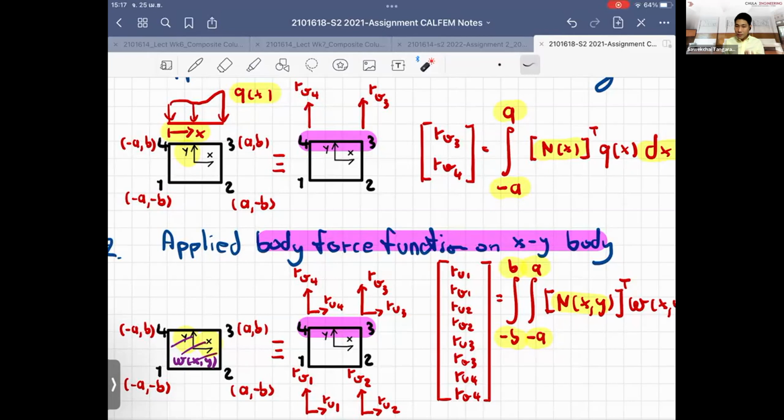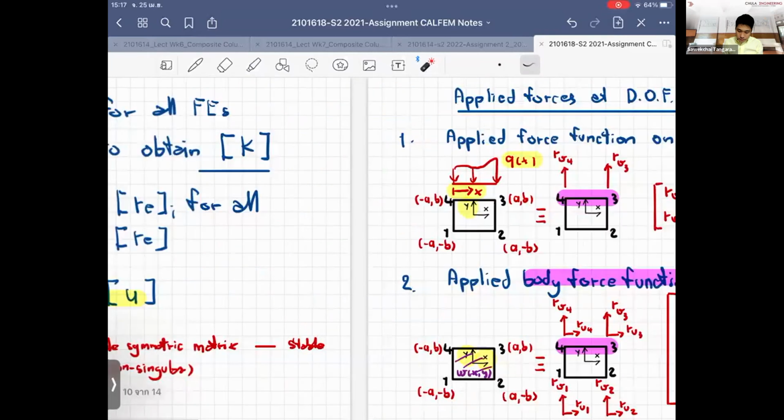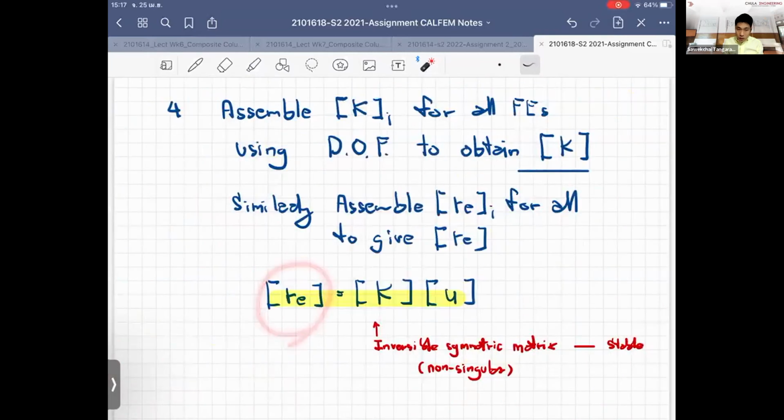And when you assemble them, you just combine the forces that apply in the same degree of freedom, and you just add them up until you get the whole global force matrix, which is R. Once you get R, you get KU = R. You just make sure that this one is a non-singular matrix, so it's stable, right?